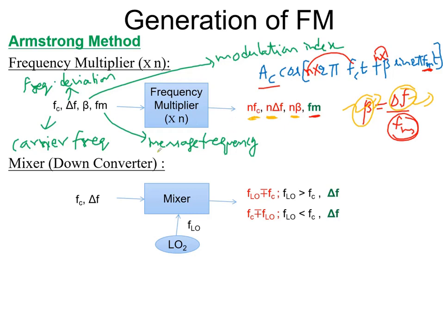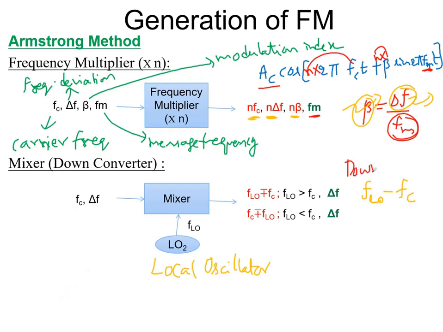Then the next funda is the mixer. Suppose you are passing any signal having frequency fc through a mixer, whose other input is a local oscillator frequency, where LO stands for local oscillator, which will generate certain different frequencies. The output of a mixer in general, if the local oscillator frequency is greater than the carrier frequency, is fLO plus or minus fc. In most cases, the output you are going to treat is fLO minus fc. Why? Because you will be choosing your mixer as a down converter.